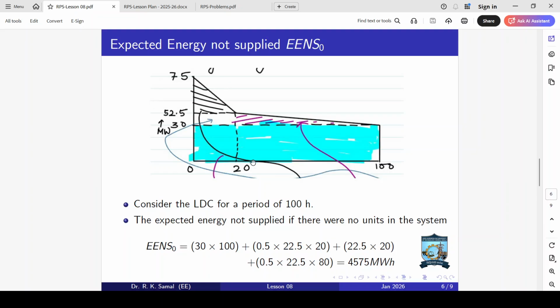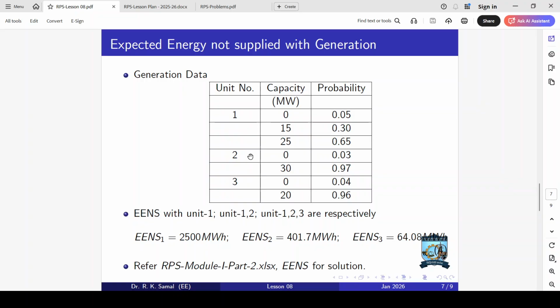So this is how the expected energy not supplied, ENS 0, will be calculated. I have explained it. You have to find out the areas of various curves. So total area under the load duration curve will be the expected energy not supplied if there were no units in the system. So that is EENS 0. Then we will go to total 2 units in the system and total 3 units in the system. Got it? So this is the problem.